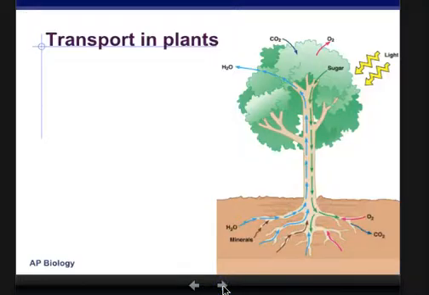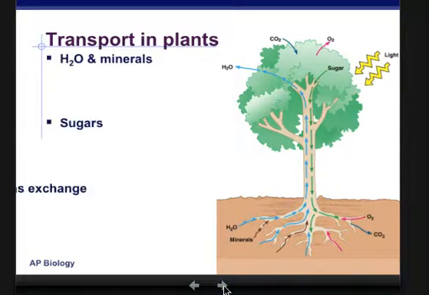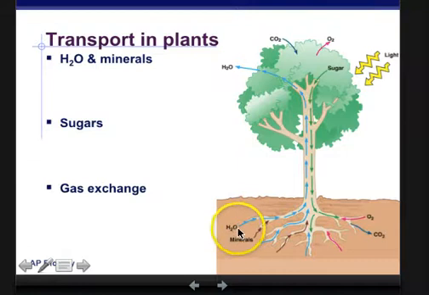Okay, we've talked about this before, about what is transported in a plant, and we've talked a little bit about how, but we're going to take it down to the cellular level. Water and minerals are coming up through the roots. The process is being driven by transpiration, but we're also using the other properties of water, cohesion and adhesion as well. Of course, water and minerals are transported in the xylem.